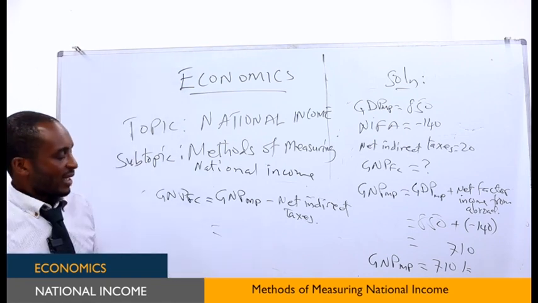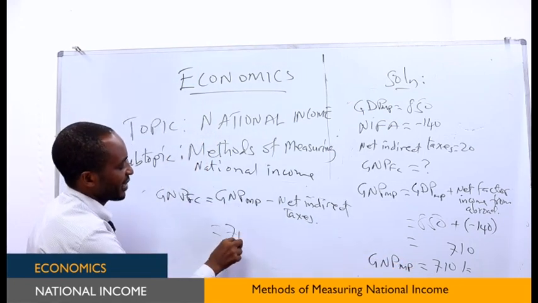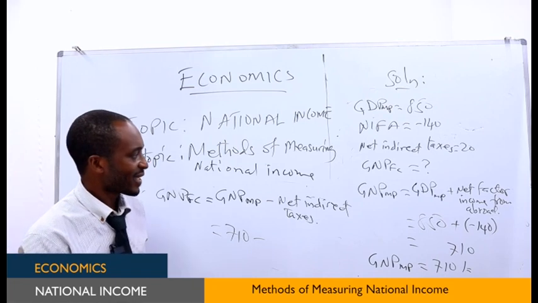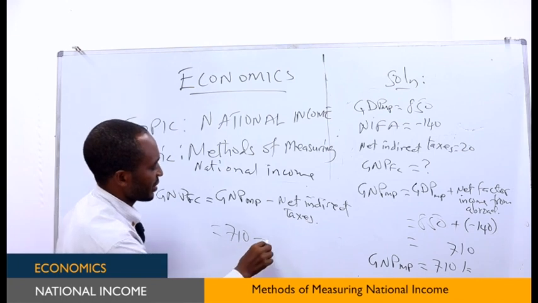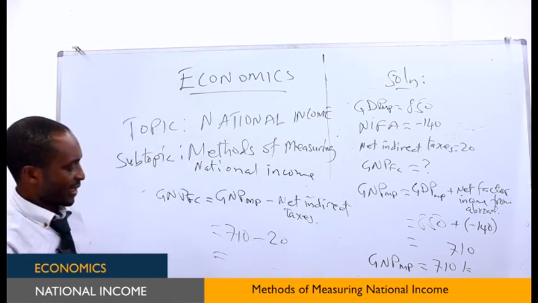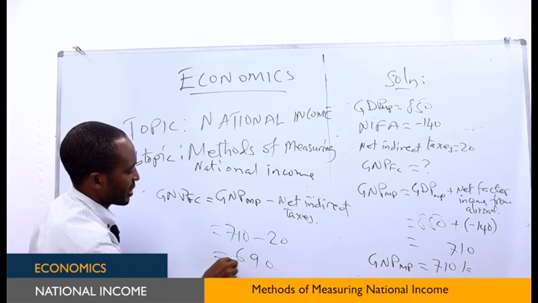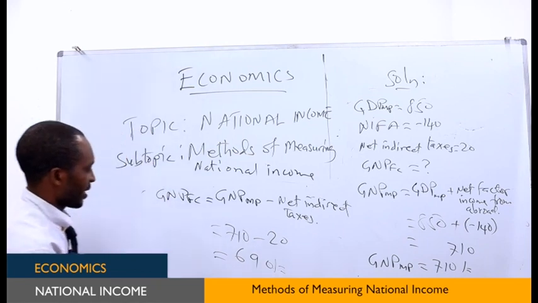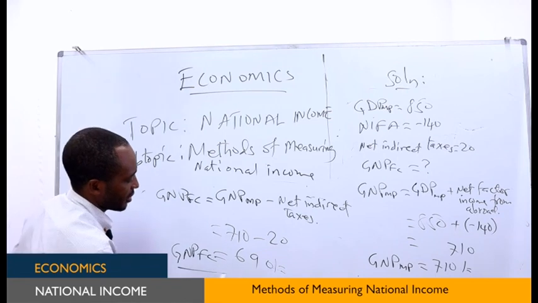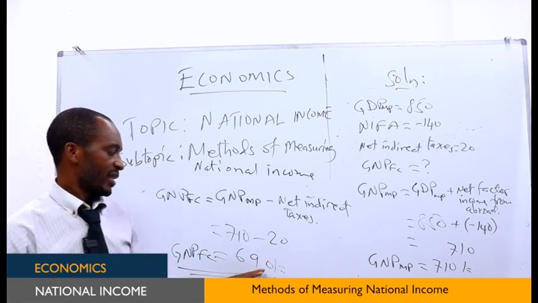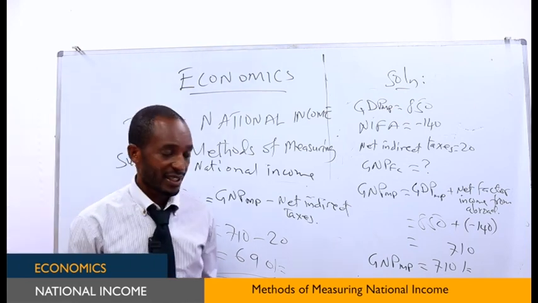So the gross national product at market price we obtained there is 710, then you minus the net indirect tax, which is 20. So when you subtract it, it is 690. So the gross national product at factor cost will be 690 shillings. So I hope you get the solution.